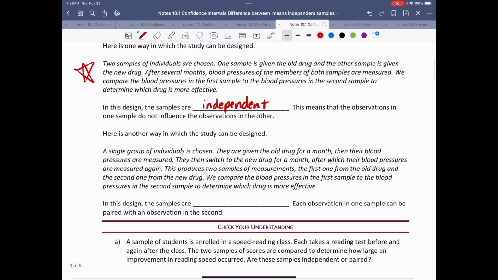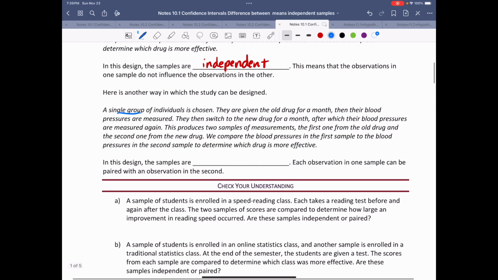Now, here's another way that the study could be designed. A single group of individuals is chosen. They are given the old drug for a month, then their blood pressures are measured. Then they switch to the new drug for a month, after which their blood pressures are measured again. This produces 2 samples of measurements, the first one from the old drug and the second one from the new drug. We compare the blood pressures in the first sample to the blood pressures in the second sample to determine which drug is more effective. In this design, you've got a single group and the samples are paired.